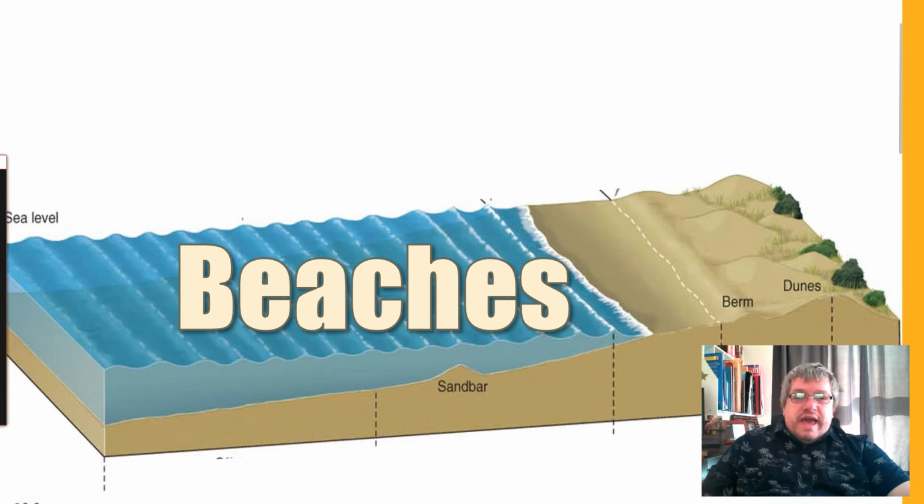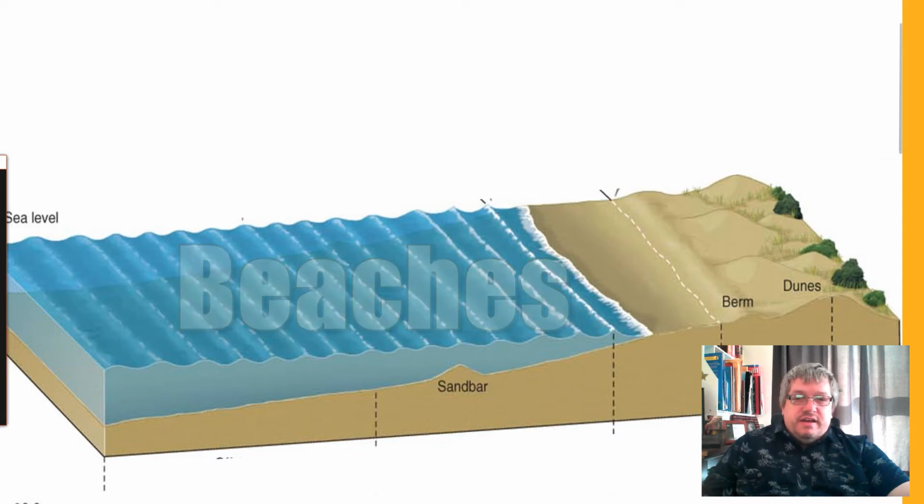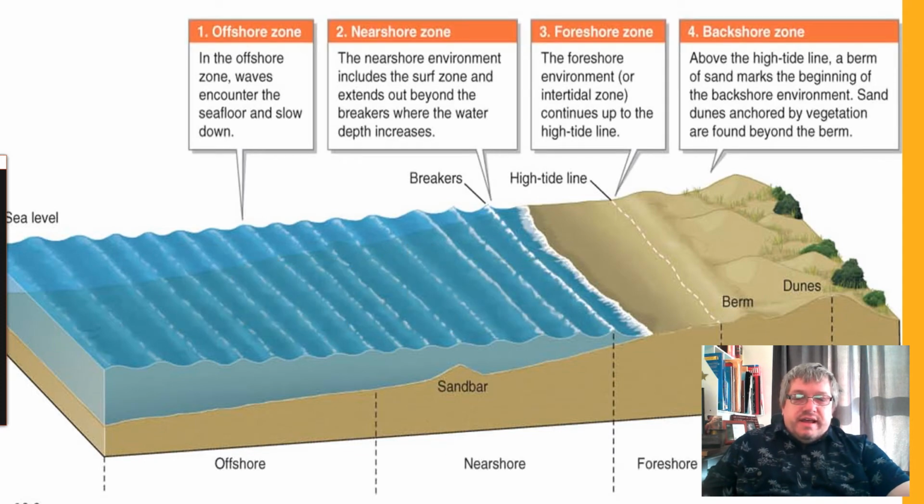We can also look at the actual makeup of the shoreline itself. So we're going to break it down into two ones: beaches or basically not beaches. And beaches are just that, shorelines that are covered in sand. Now we can break down beaches themselves into four kinds of areas.